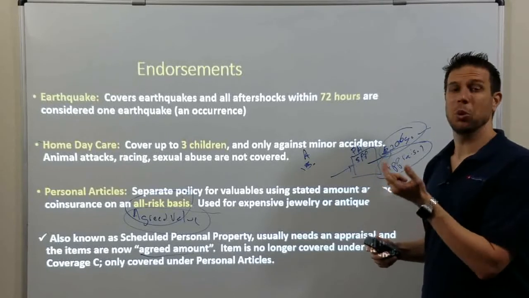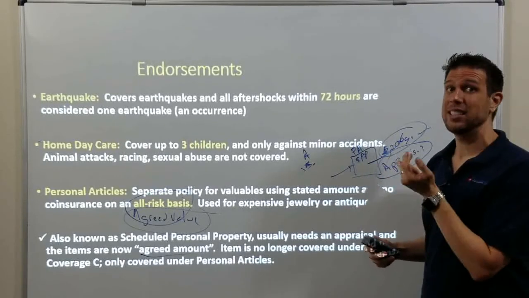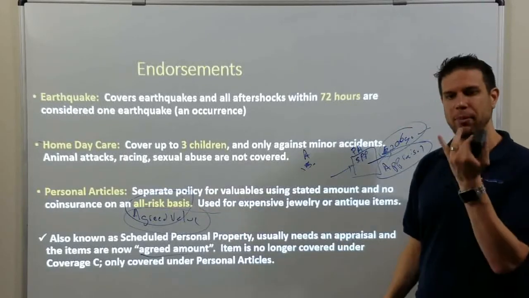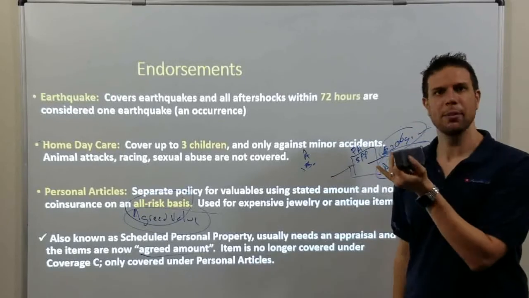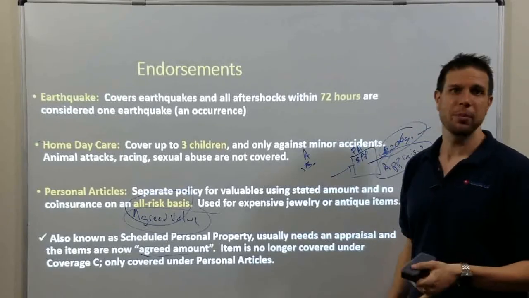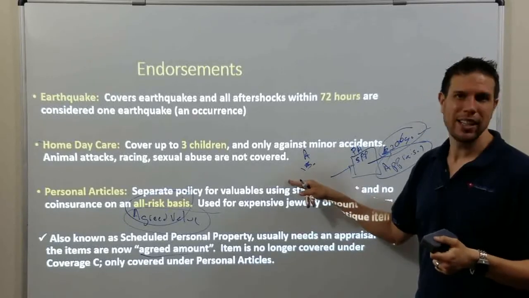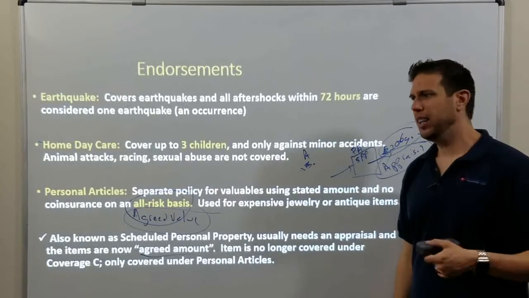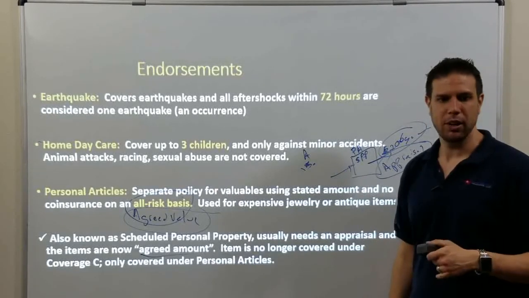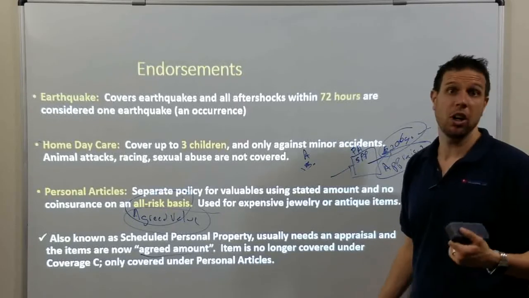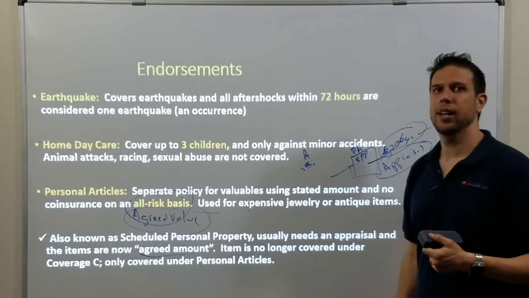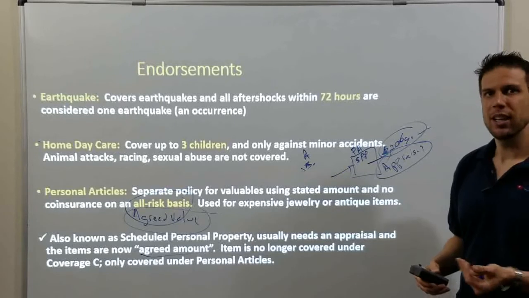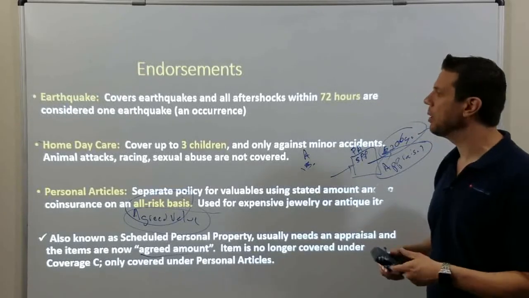It covers your items for everything except intentional losses. So like if I left my $20,000 diamond ring at the beach and it mysteriously disappears, coverage C, not covered. Personal articles, scheduled personal property, yes, covered. Let's say that, I don't know, I left it on the dining room table, came back home, it's gone. Covered, underneath personal articles and all that stuff. So it covers it for everything except intentional losses. So as long as I don't throw the thing down the street, I'm going to be covered.